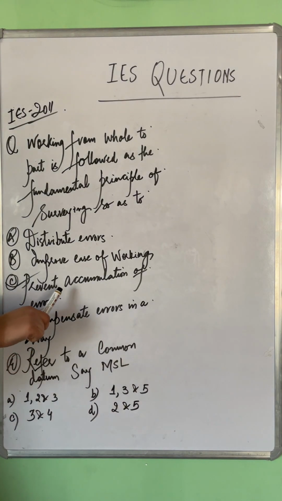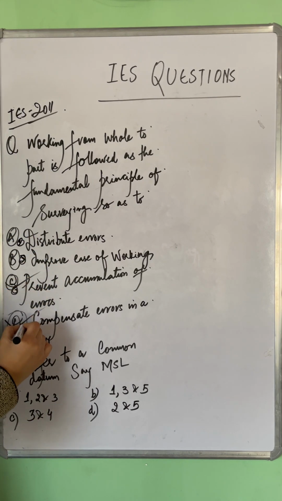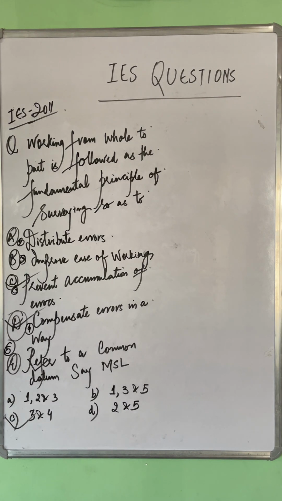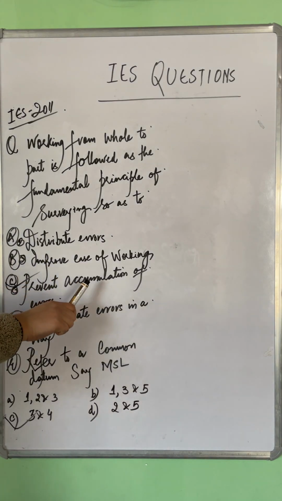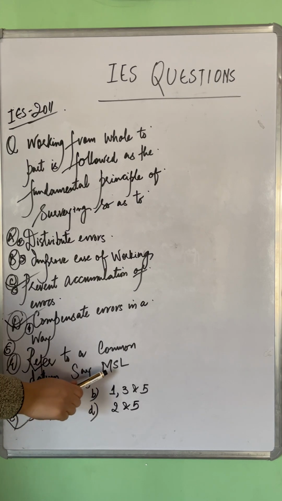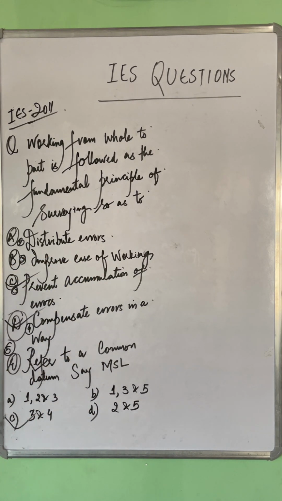So my C statement, my third statement, please do not confuse yourself. This is 1, this is 2, this is 3, 4 and 5. So my third and fourth statements are correct, so the correct option will be 3 and 4. Working from whole to part is my fundamental principle of surveying to prevent accumulation of errors and to compensate errors in a way, not to refer to a common datum, say MSL, not to improve ease of working, and not to distribute errors. Right? So this was the question as asked in IAS 2011. Okay? Let's move on.